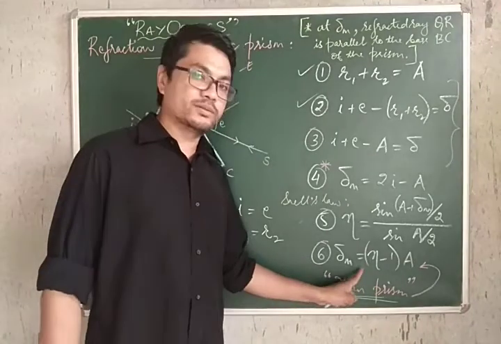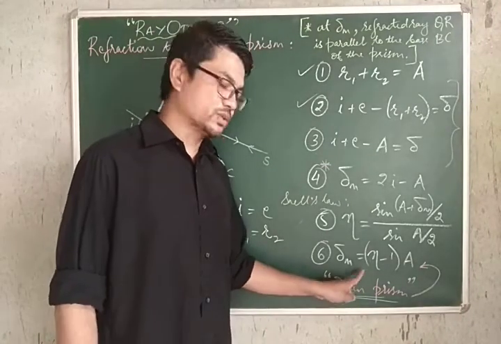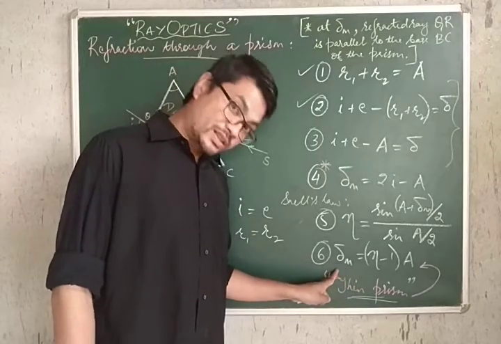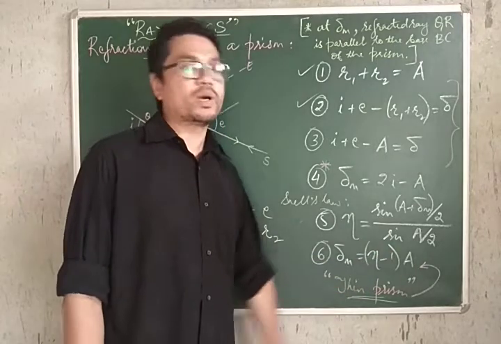You can check the derivation for this also. Okay, it's very 2-3 lines. Okay, you can give it a look. So for thin prism specifically, mind you, delta m is equal to eta minus 1 into A.